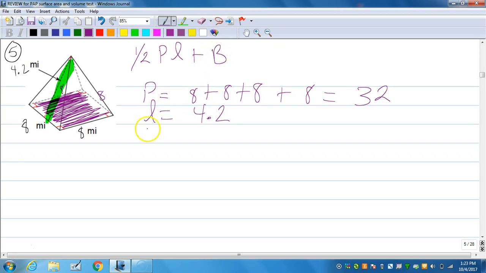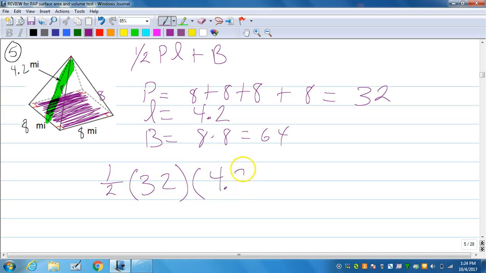And then B. B means the area of the base. Our base here is a square. That's length times width, 8 times 8, which is 64. Plug all that into the formula. 1 half times the P for perimeter, which is 32. Multiply that by 4.2. Add that to 64. And you should get 131.2.